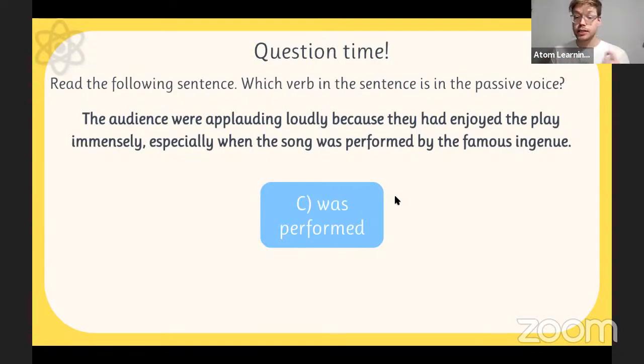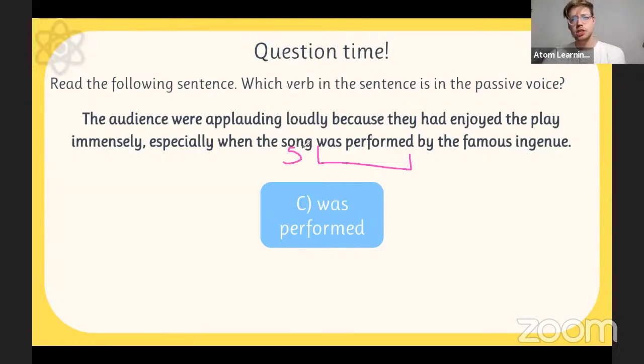In the active voice, that clause would read, the famous ingenue performed the song, okay? So the famous ingenue performed the song would make it active voice, but here the song was performed by the famous ingenue. If we have a look, let me just highlight that in a nice little pink color. The song was performed. Song comes before the verb. So remember, first step, what comes before the verb? That's got to be the subject. So song is the subject of this clause.